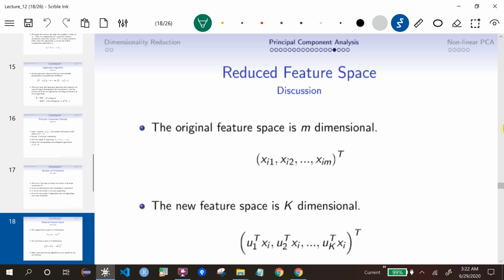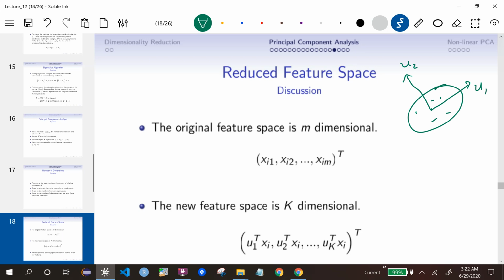Lecture 12, part 3. In the previous two parts, we talked about how to compute the principal components for the PCA problem. The main idea is we have a bunch of data points like this, and we want to find the direction that captures the largest variation, and then find the perpendicular one that captures the second largest variation. We call these U1 and U2.